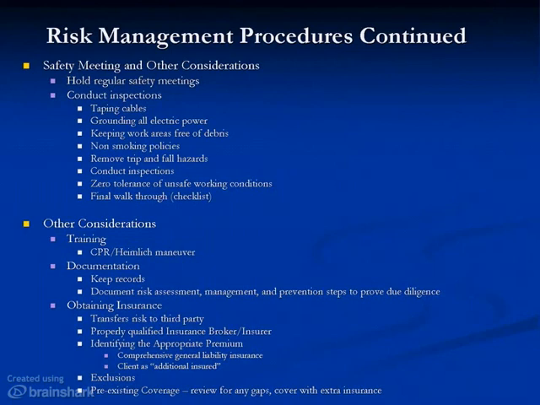You need to obtain insurance, which transfers risk to third parties. This is often overlooked, but it's important. You need a properly qualified insurance broker or insurer. You need to identify the appropriate premium for you, the comprehensive general liability insurance, and your client will be named as additional insured. And you may want to be an additional insured on your client's policy as well, depending on the circumstances. So you'll want to check on that if you get into planning large events.